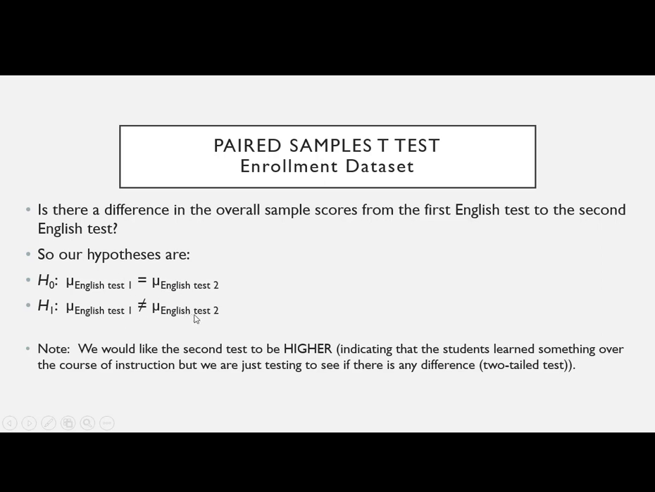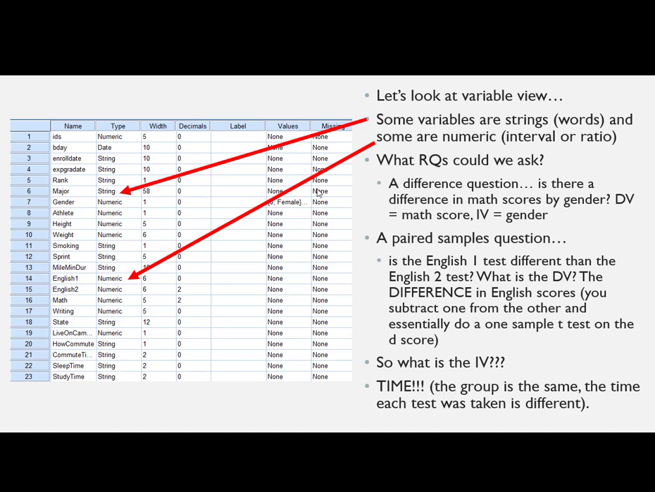We'd actually want the English test 2 to be higher than the English test 1, but here we're just testing that they're not the same. Okay, so let's look at our variable view.